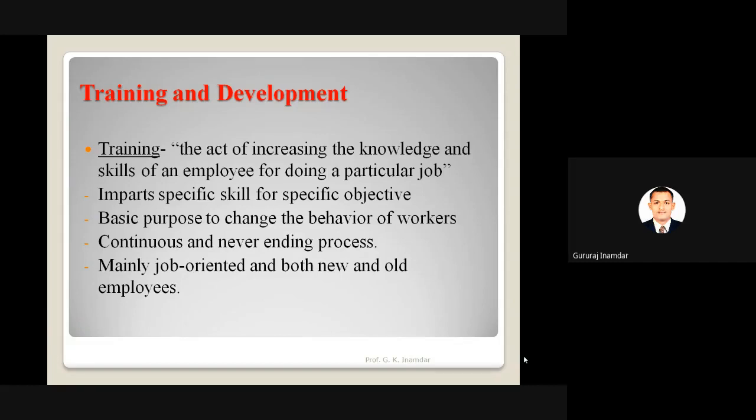This is a continuous process, mainly job oriented and for both new and old employees. Now that is also very important. Now who is a trainer?